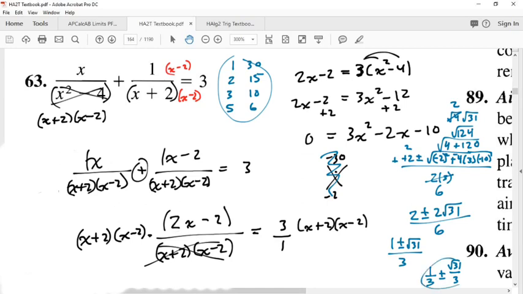Actually, we didn't even have to do this. This is good too, because it's not a complex number. All right, but that's it.